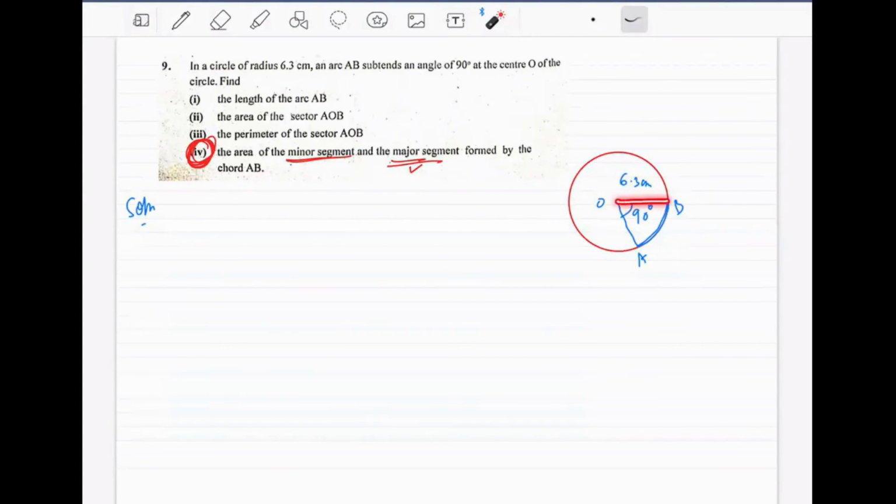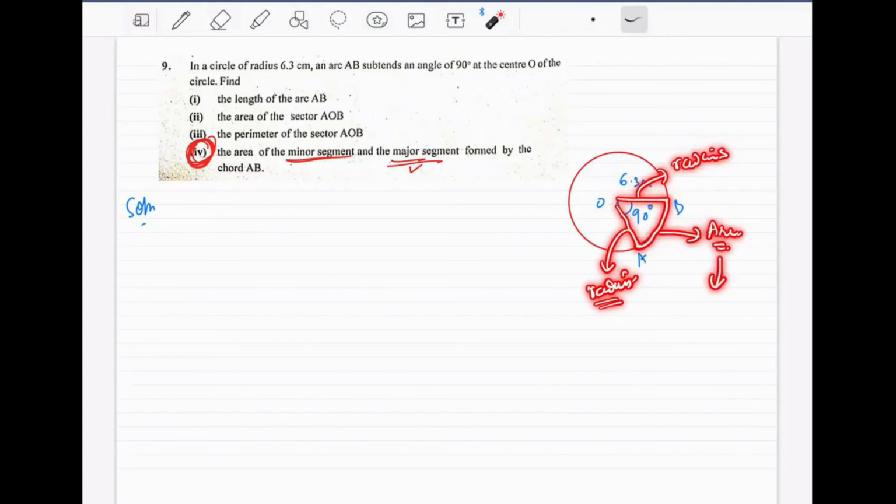Perimeter of the sector is the length of the surrounding portion. So this surrounding portion has 3 parts, right? We have got OA right here, we have got OB right here. These are the radius. This is radius, this is also radius. What is this part? This part is the arc, right? How much was the arc? Arc, we have got 9.9 already. Radius is 6.3.